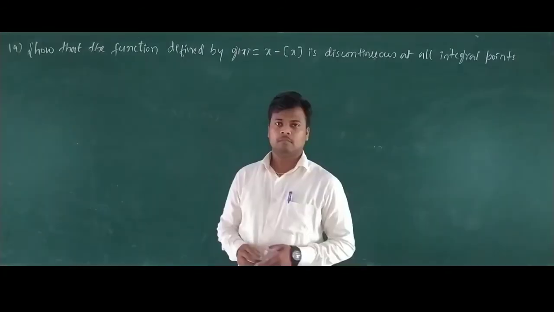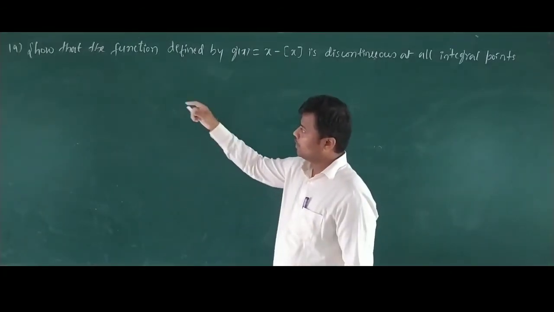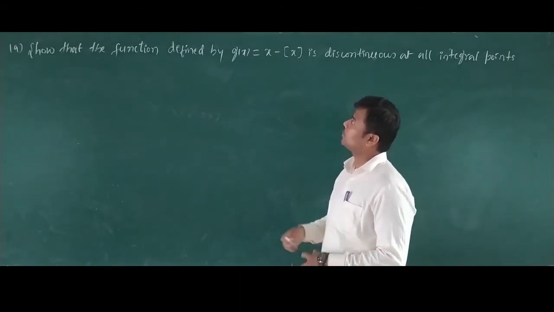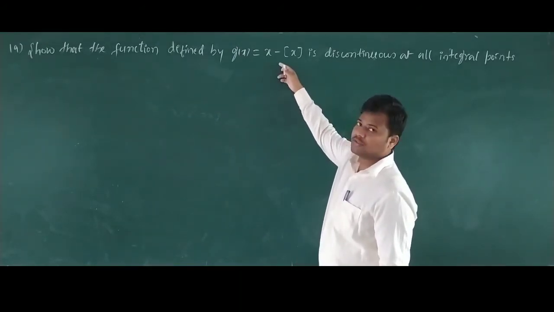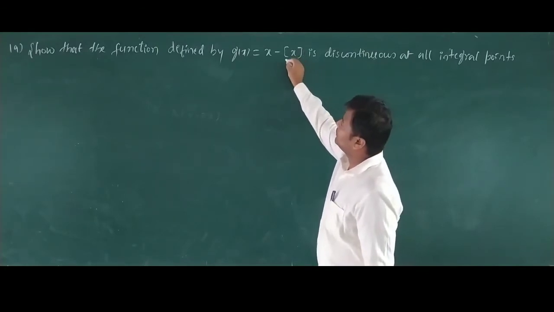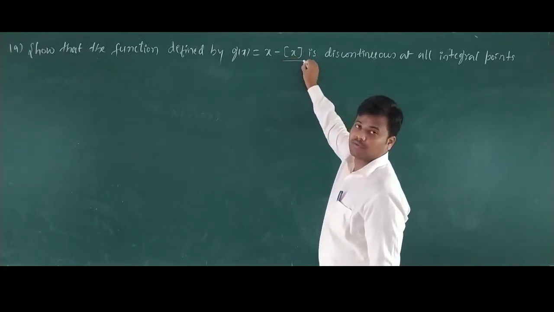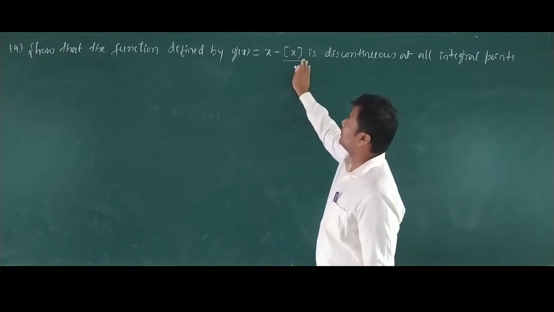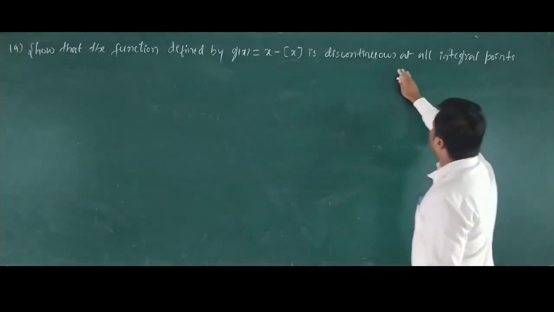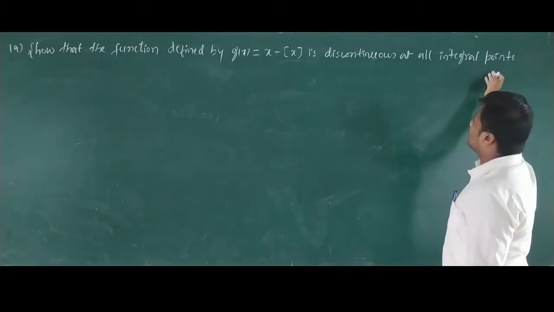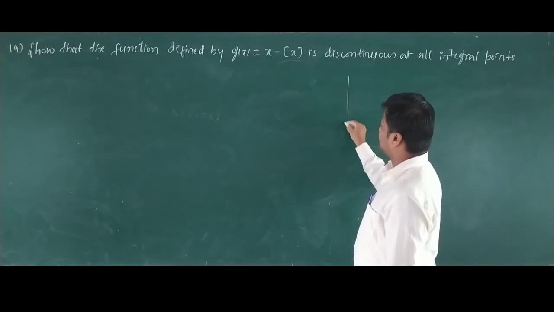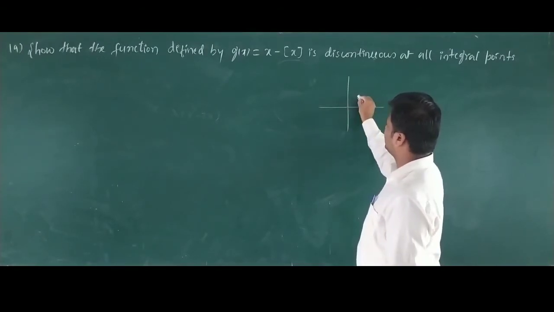Okay. Next, 19th question. Show that the function defined by g of x equal to x minus [x], where [x] means the greatest integer function which is less than or equal to the value of x, is discontinuous at all integral points. Already we have the greatest integer function graph. Okay, this is given like this.